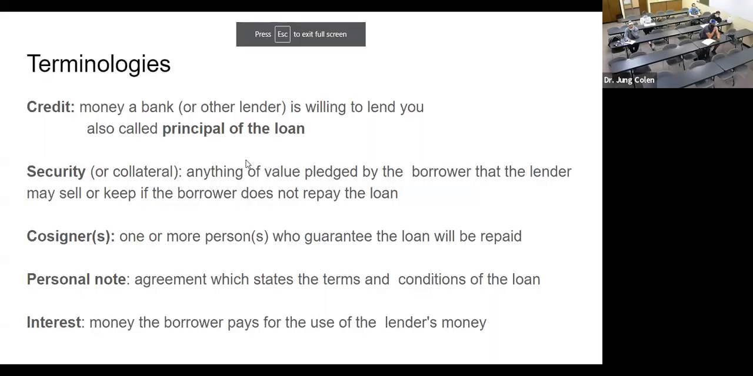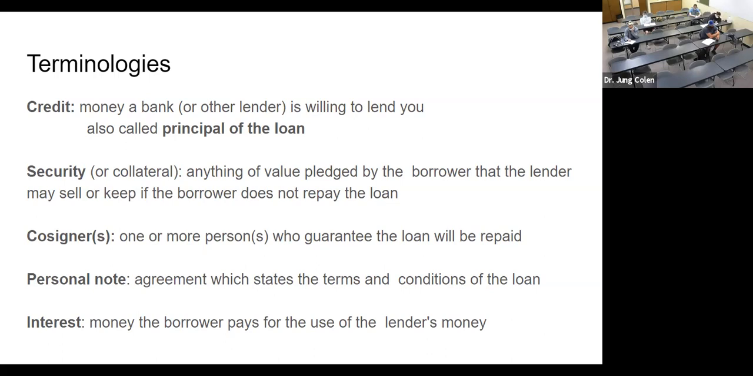What is security? Another name for that is collateral. Let's read this together. Security is anything of value pledged by the borrower that the lender may sell or keep if the borrower does not repay the loan. So if you cannot repay the loan, how much you borrow, they can take anything from you, right? And they have the right to sell that or keep it, right? That is the security.